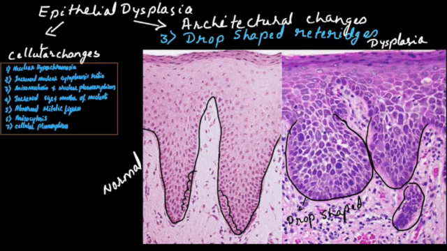I would like to think of this drop-shaped rete ridge as a bag of coins where the bag is about to be broken. Here the bag is the basement membrane and all the coins are the epithelial cells, and this basement membrane is on the verge of breaking, leading to the spillage of the epithelial cells into the connective tissue, and that will lead to the invasion in neoplasia.